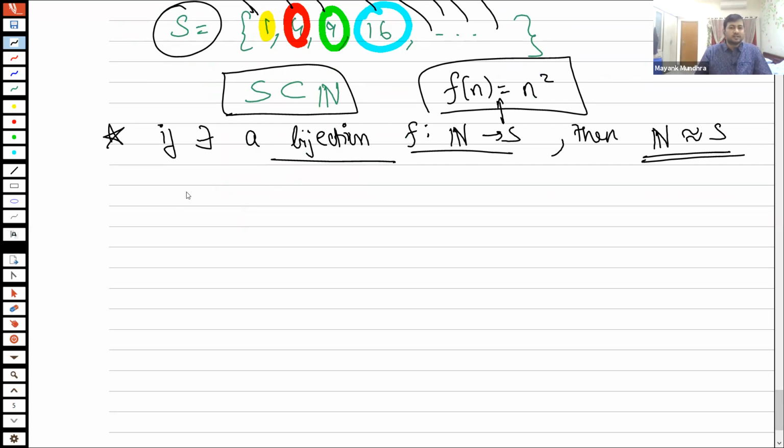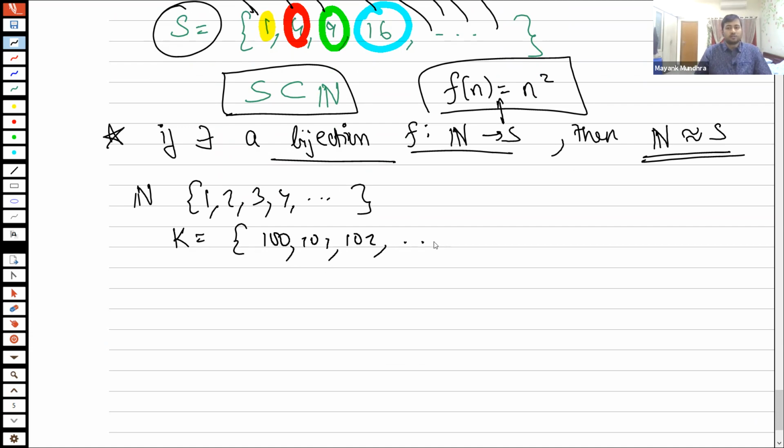So let us consider the set 1, 2, 3, 4, and so on, which is basically the set of natural numbers. And another set K, which is basically going to be 100, 101, 102, and so on. Now, the question is, do these two sets have the same cardinality? And if yes, then can you construct a bijection from one of these sets to the other set? That is the question.